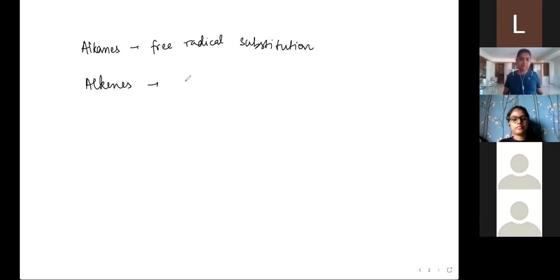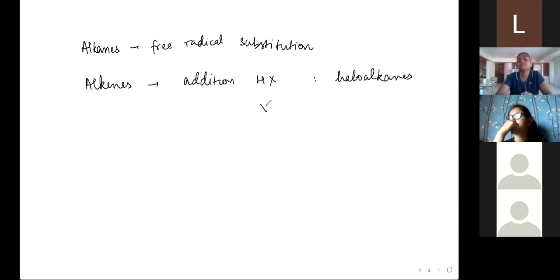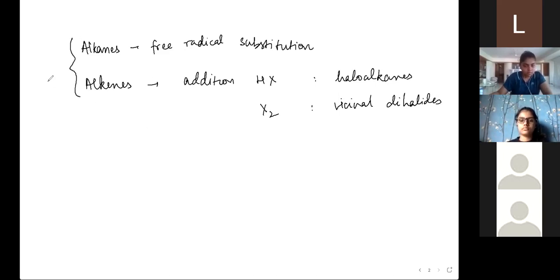So alkanes is basically free radical substitution. Alkenes is your addition reaction. If you add HX, you get your haloalkanes, with Markovnikov and anti-Markovnikov addition. And if you add X2, you get vicinal dihalides. So these are preparation methods from hydrocarbons.